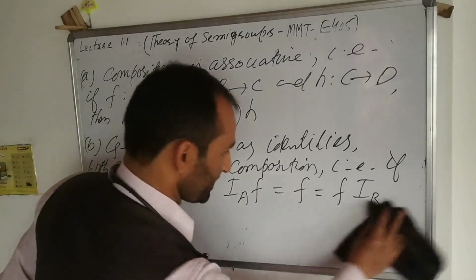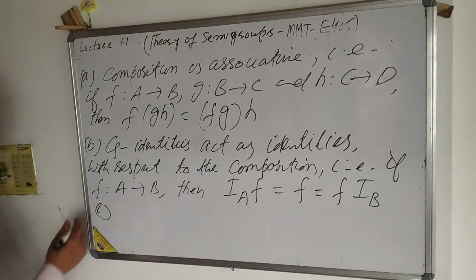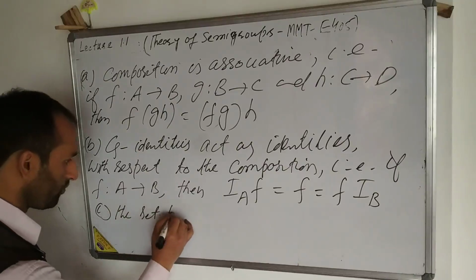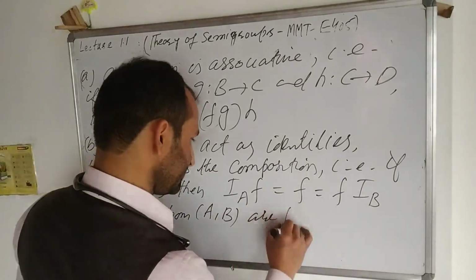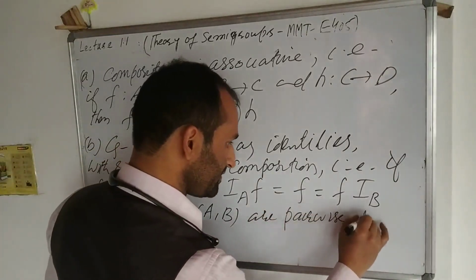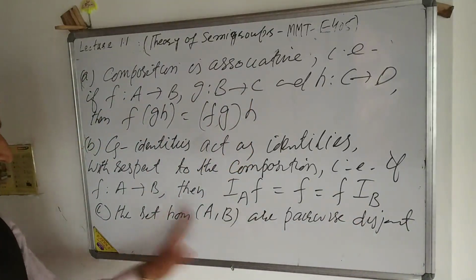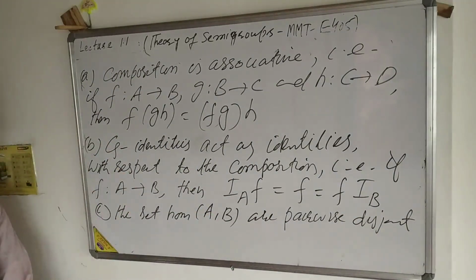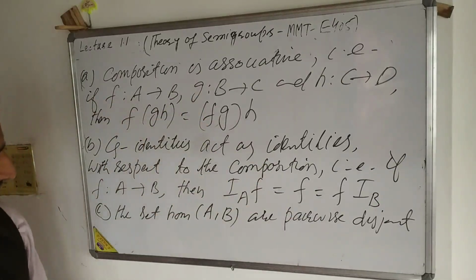And the last property, which we have seen in the previous example, is that the hom sets are pairwise disjoint. Here it should be true. That means if we take any two distinct pairs of objects, say (A, B) and (C, D), then hom(A, B) should be disjoint from hom(C, D). So these are the properties of a category. Any triplet O, hom, I is said to be a category if it satisfies these properties.